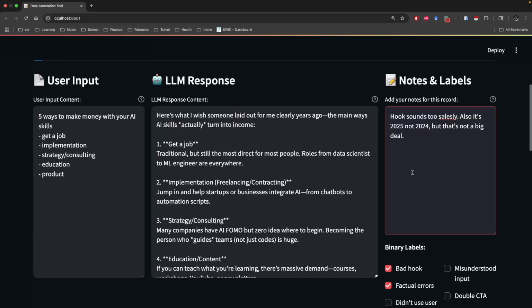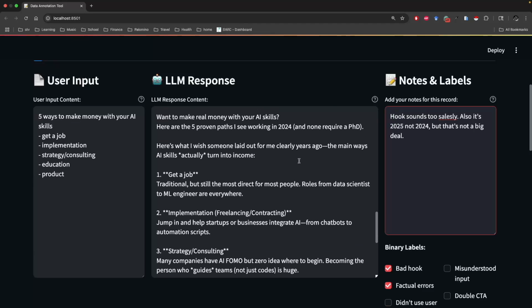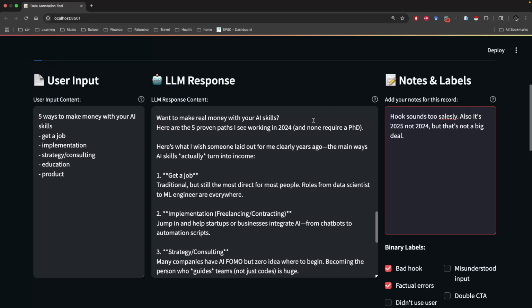The main thing here that I was looking for and taking notes on is mistakes. So basically the biggest mistake or thing I didn't like about this response is that the hook sounded too salesy. "Want to make real money with your AI skills?" It sounds like you're about to sell someone something. Also, it said 2024 when it's actually 2025, but that's not a big deal.